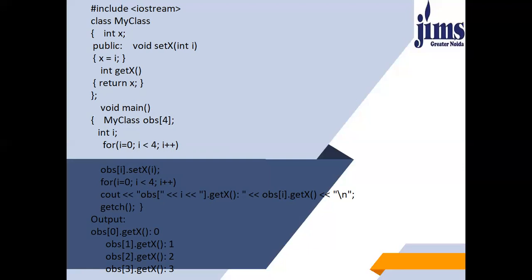Then again, you increment the value of i, which becomes 2. Then you get the value 2. Then again, you increment the value of i by 1, which becomes 3. And then you get the value as 3. So this is the output of this particular program, and you are using an array of objects. So I hope it is clear to everyone.